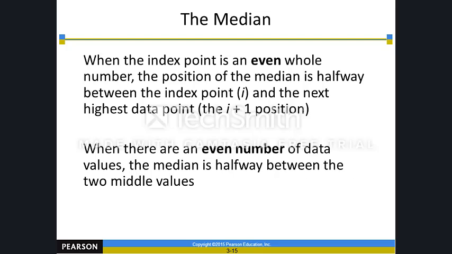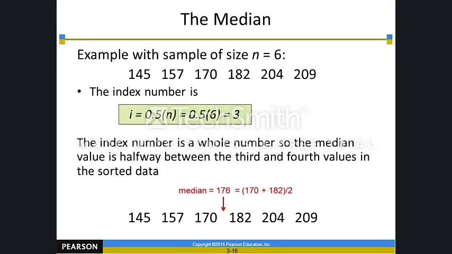When we have an even number of data points, we take the two numbers that are in the middle position, add them, and divide by 2. So let's look at an example. In this case, I have 145, 157, 170, 182, 204, and 209. So I realize that the middle is 3. If I draw a line in between these numbers, the line will be in between 170 and 182. To find my median, I'm going to take 170 and add it to 182 and divide by 2, and that will be the median. So we have 170 plus 182 divided by 2, and that gives me 176.